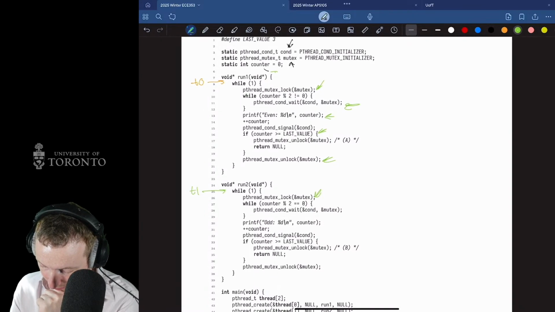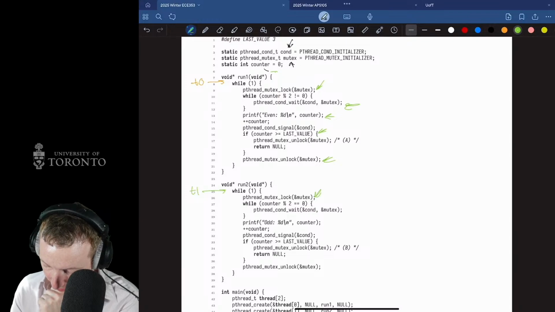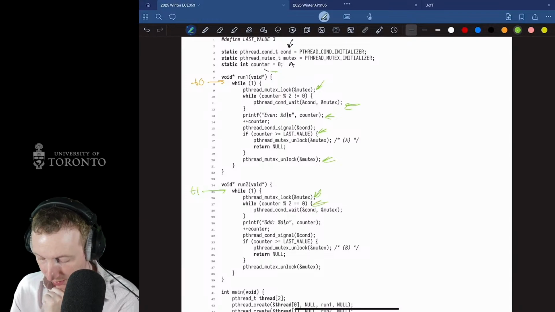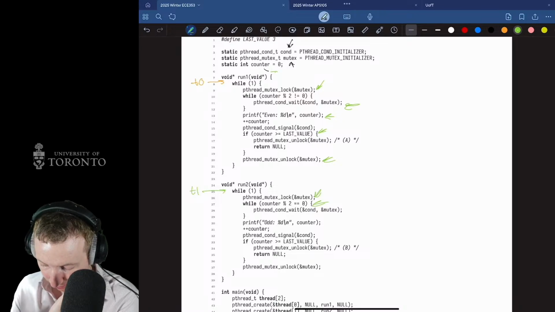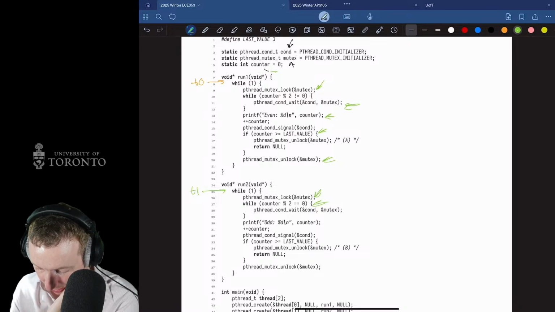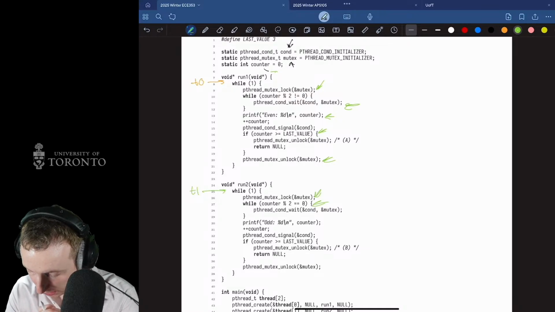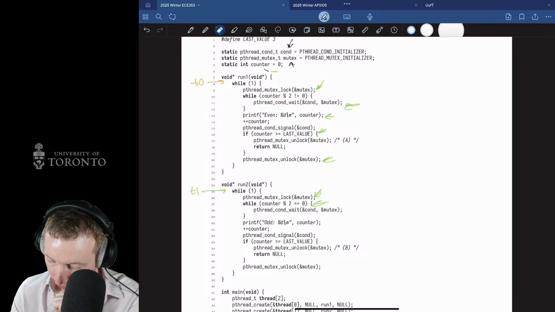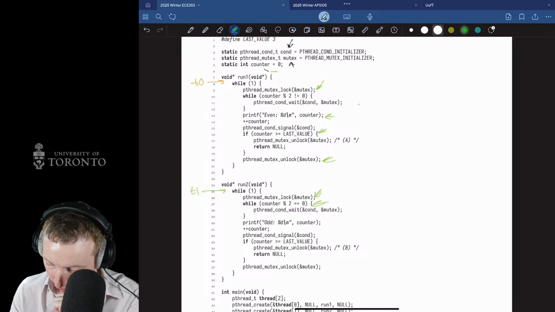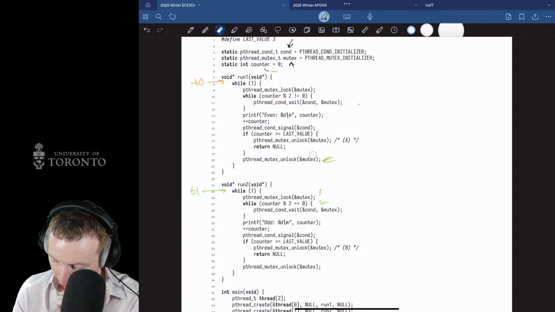Similarly for the other thread, the condition here is just if the number is even, then it waits. After it breaks out of that, so it's our normal while loop with condition variables, it will print out odd, and that is it. So it looks like we might only have a single order here. To convince ourselves of that, we can just see what happens.